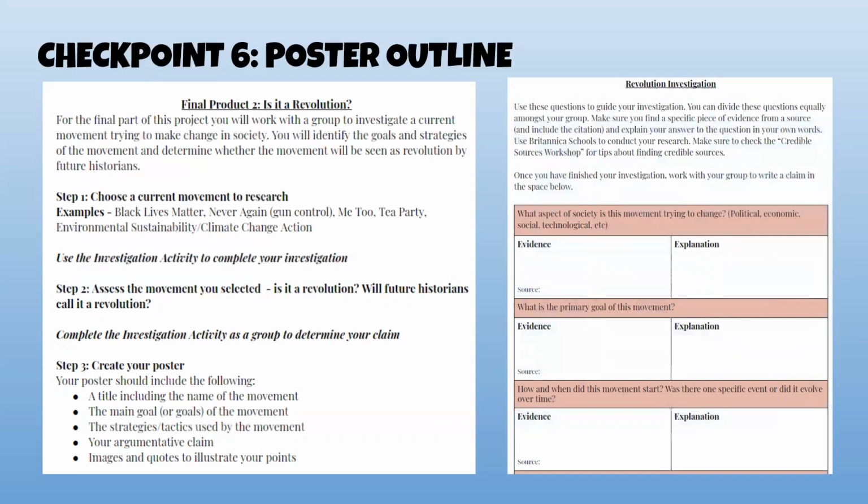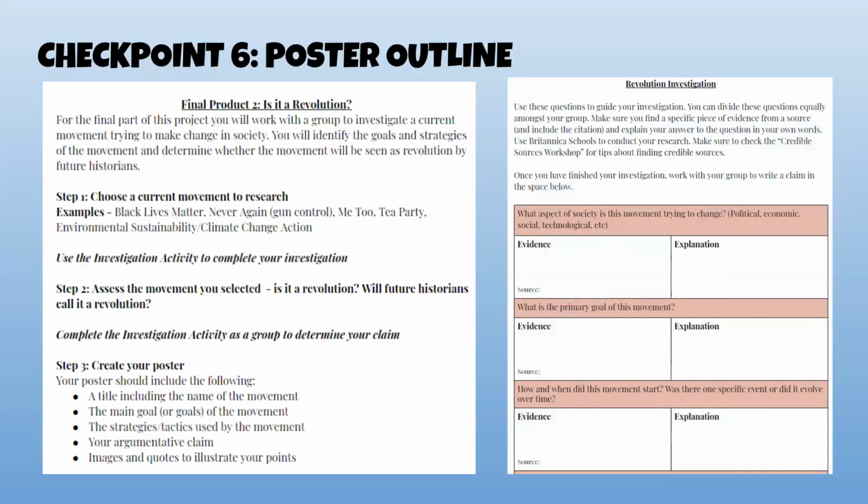What aspect of society is this movement trying to change? So for example, is it political, economic, social? And then you want to make sure you're putting your evidence. And then more importantly, explaining that evidence. So then you're going to go into the next one. What's the primary goal of the movement? How and when did this movement start? Was there one specific event, or did it take time to evolve? So make sure you're using that as a guide.